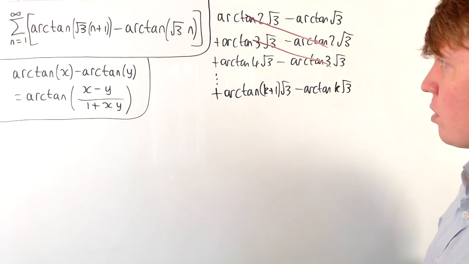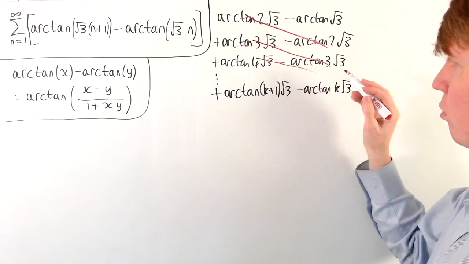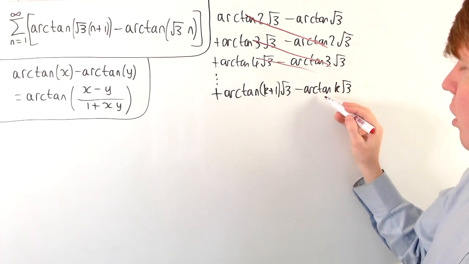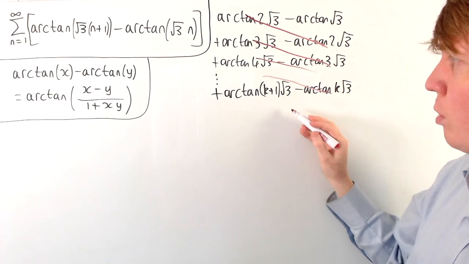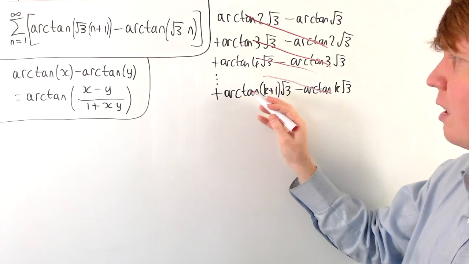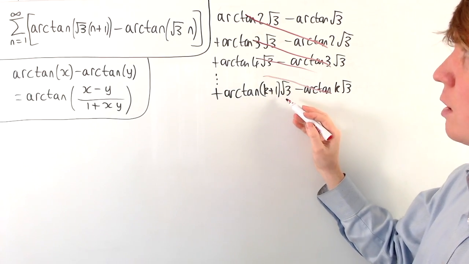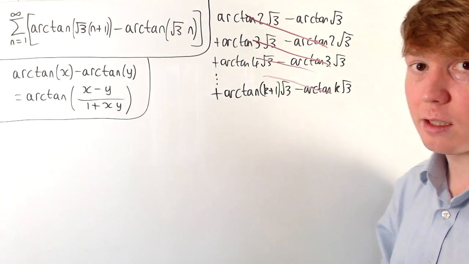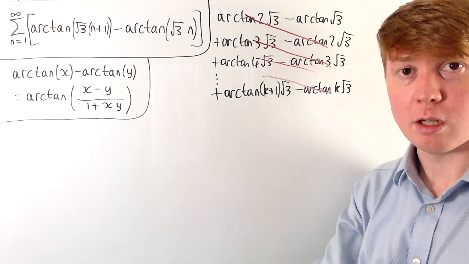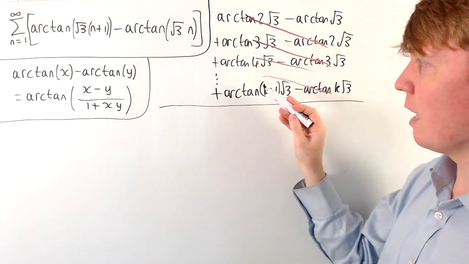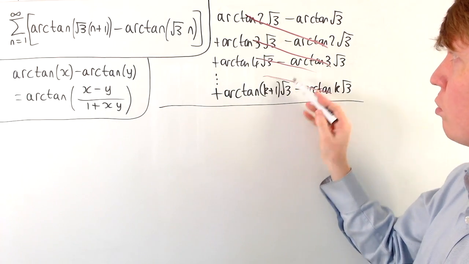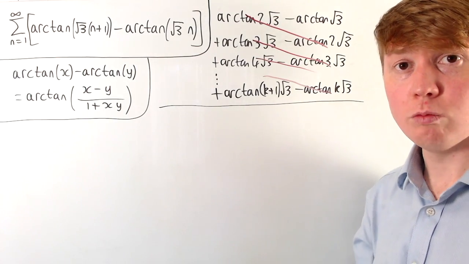We get these terms. So here our arctan 4 root 3 term cancels with the next one, and all the way up to our minus arctan k root 3 term will cancel with the previous one, but we are left with this arctan (k plus 1) root 3 term to deal with, and also this minus arctan root 3 term. So we can say then that our sum going from n equals 1 up to k is just arctan (k plus 1) root 3 minus arctan root 3.